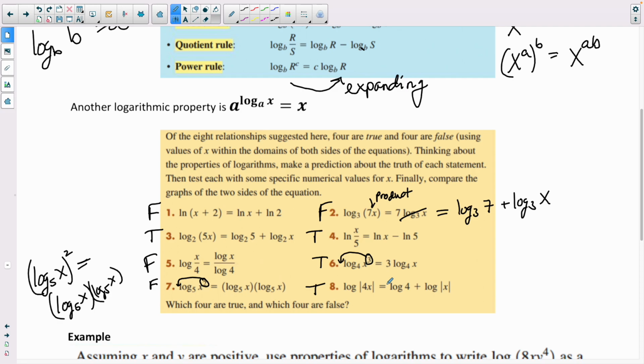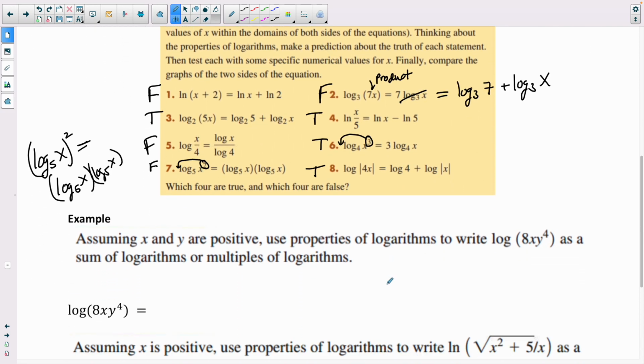All right. And so using this, try these as well. Try to break them up. This is the level of difficulty that you'll see for our logarithmic properties. So assuming x and y are positive, use properties of logarithms to write log of 8xy to the 4th as the sum of logarithms or multiples of logarithms.